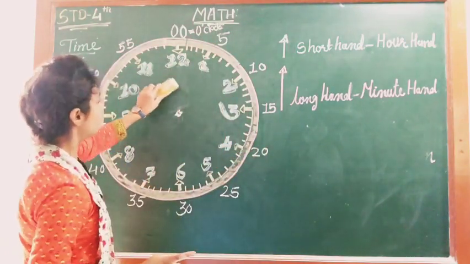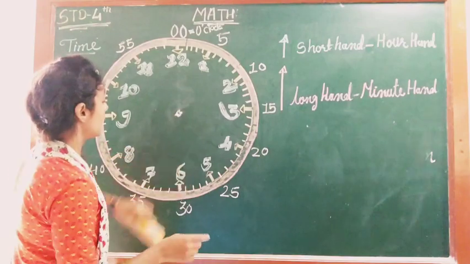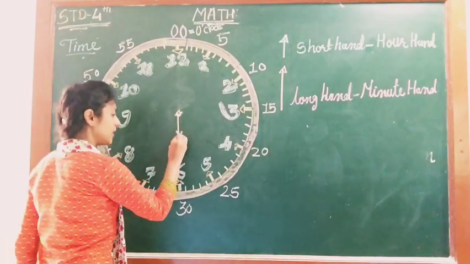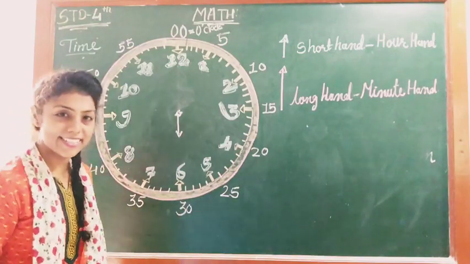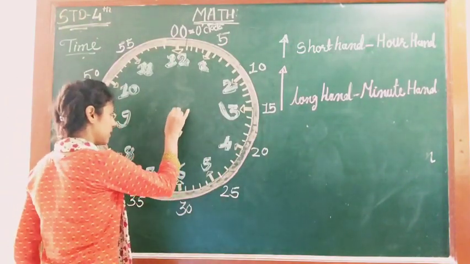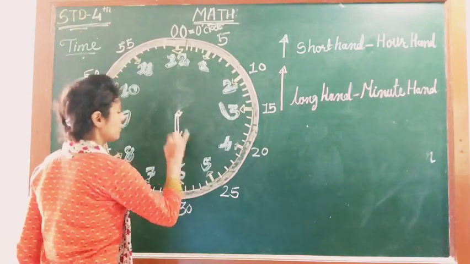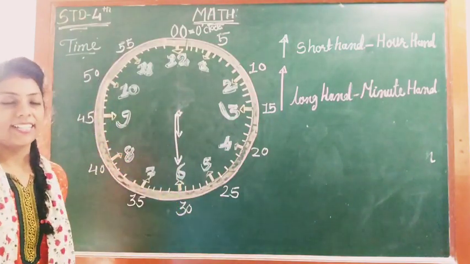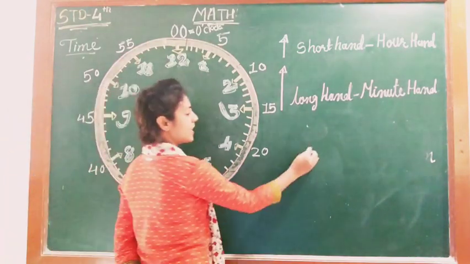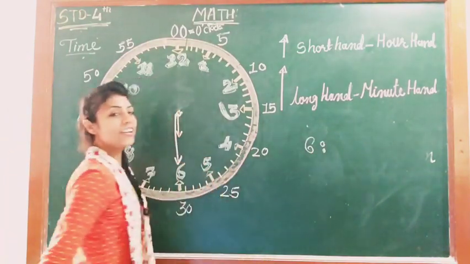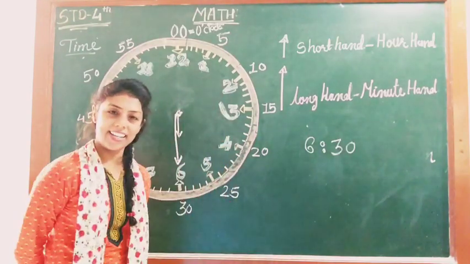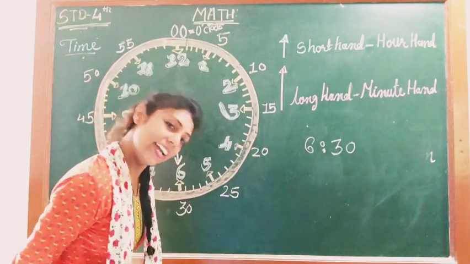Let's write another thing. Same. If our short hand is here at 6, means our hour hand, and the minute hand is also at 6. So how to read? Same thing. Our hour is at 6, 2 dots, and the minute hand is at 30. So 6:30, 6 hours and 30 minutes.